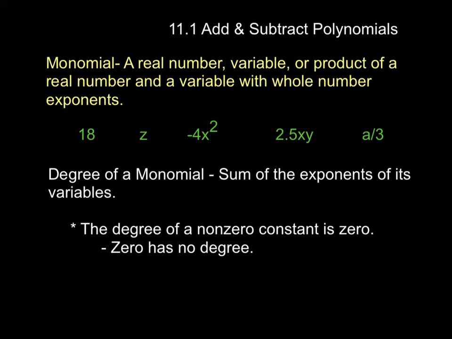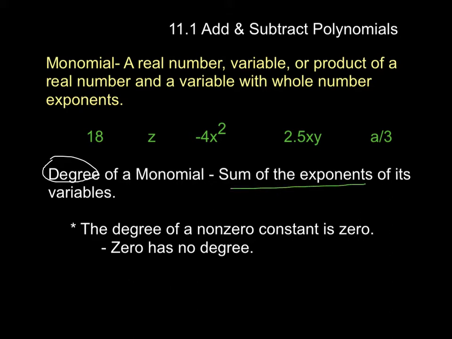Okay, so here are some examples of things that would be monomials. 18, the variable z, a negative 4x squared. Even though there's two things there, that whole thing is considered to be a monomial, or sometimes what we say is one term. Okay? When we talk about the degree of a monomial, the degree is the sum of the exponents. So I would add up all of the exponents on the variables, and that gives me the degree of the monomial.